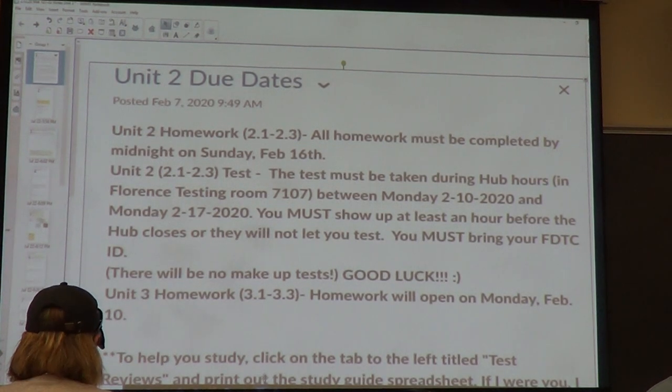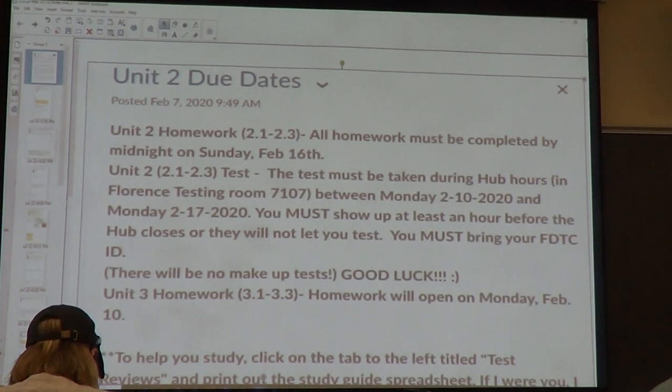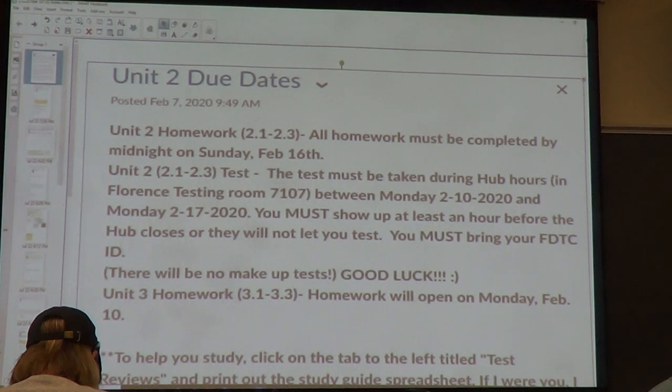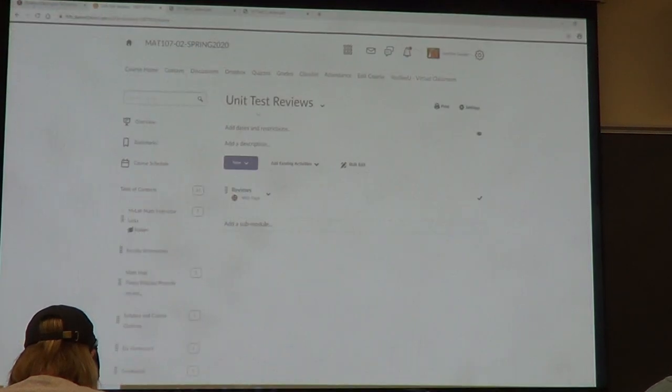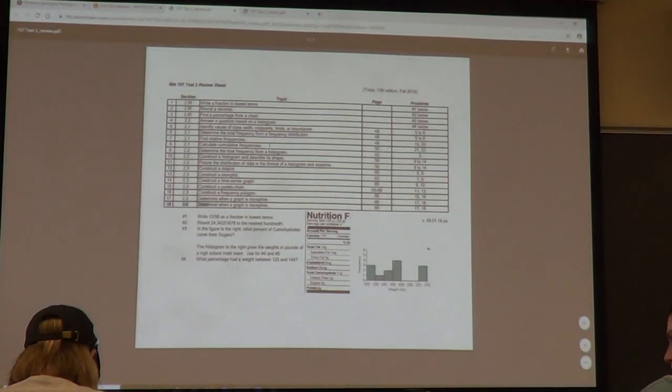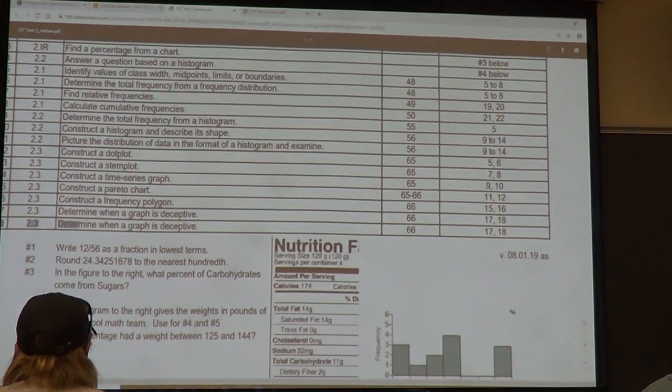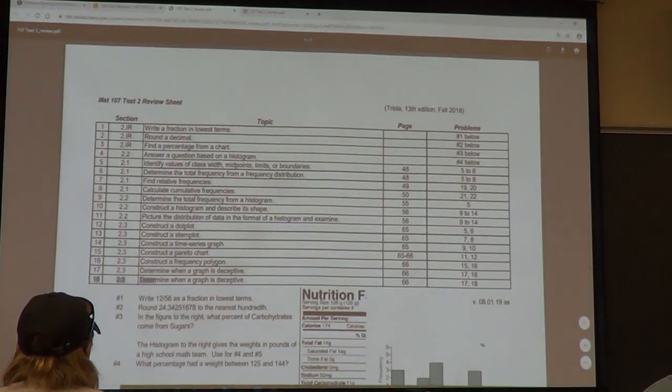Now, chapter two, the one that's open right now, is the one we talked about last time. The test that's open right now has 18 questions. That's the frequency tables, the relative frequency and the cumulative frequency, the dot plot, the stem plot, all that stuff.